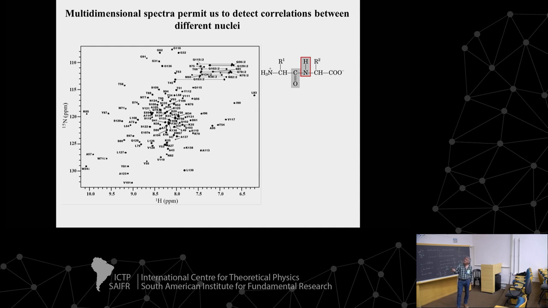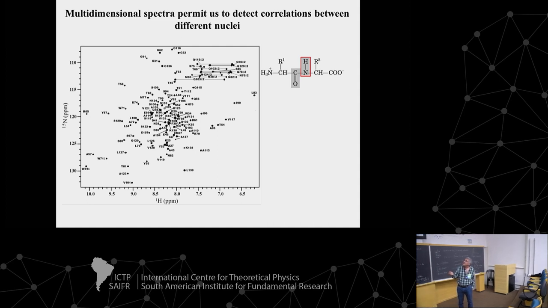Not only hydrogen has an NMR signal, but nitrogen-15 also has an NMR signal. Carbon-13 as well. So you can produce recombinant proteins in bacteria grown in minimal medium that have ammonium chloride, in which nitrogen-14 has been substituted with nitrogen-15, and glucose, in which the carbon-12s have been substituted with carbon-13. So you can actually detect the signals from hydrogen, nitrogen, and carbon.